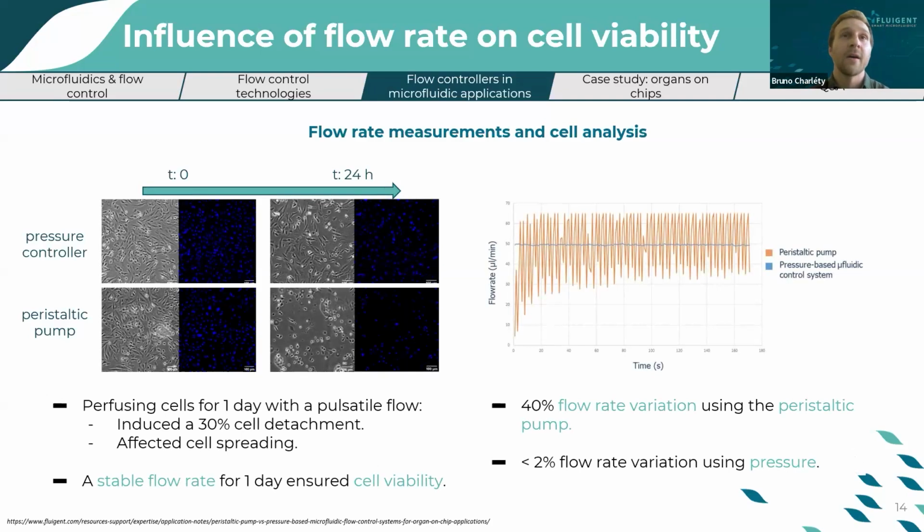In fact, we can observe about 30% cell detachment due to these induced shear stresses applied on the culture. And in addition, if you can observe, the remaining cells have a round shape, which indicates a loss of cell viability or even dead cells.